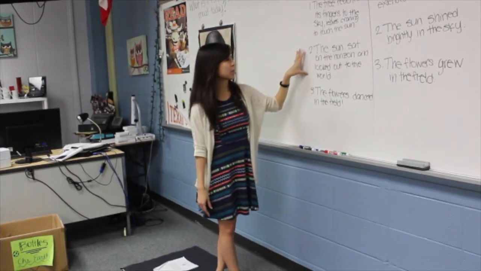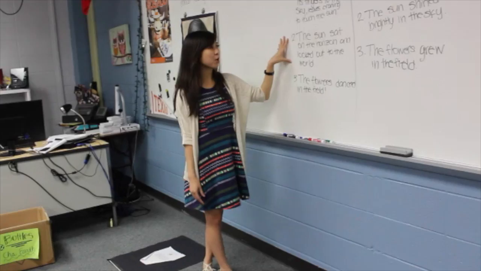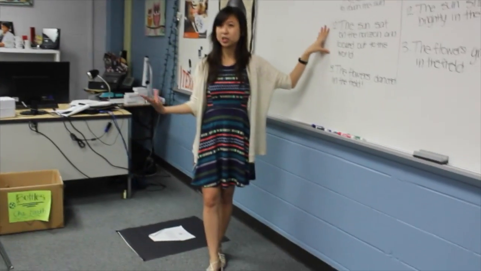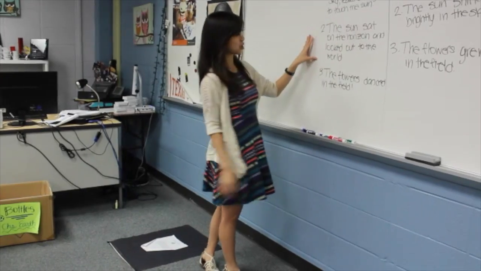Awesome. Let's get the second one just to double check. The sun sat on the horizon and looked out to the world. What's the object and what is the human-like attribute? Yes, Maya? The object is the sun, and the human-like thing is it's looking and it's sitting. The sun doesn't typically do that to our knowledge. So yes, you have the object and we have our human-like attributes.